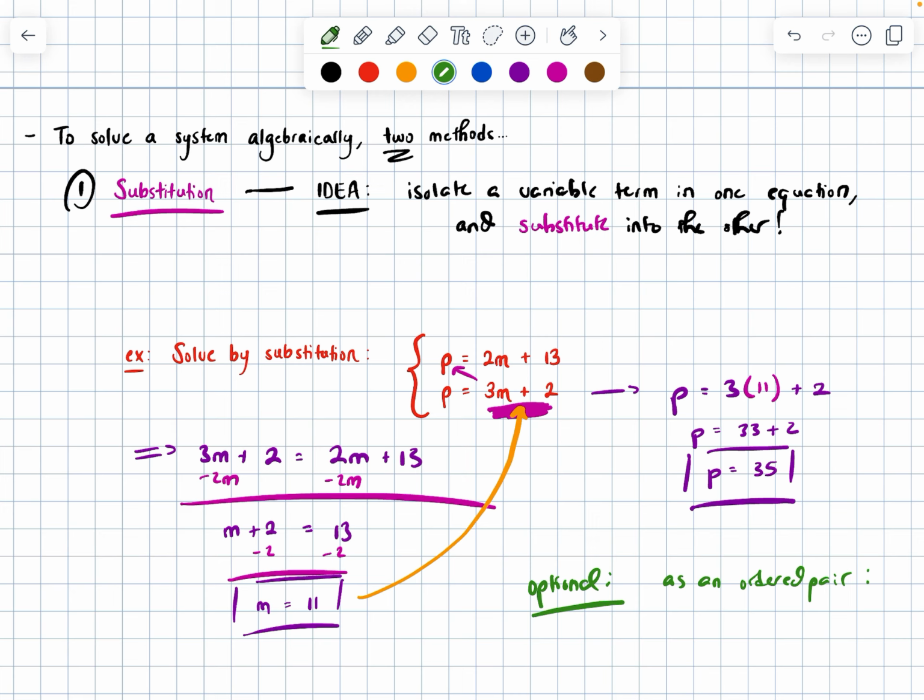Well, an ordered pair is in alphabetical order. So I just need to ask myself, does M or P come first in the alphabet? Well, M comes before P in the alphabet, so the ordered pair corresponding to this solution would be 11 first, because M comes before P, followed by 35. Now, you do not need to write your answers as this. I personally like it because it reminds me that I am actually finding a point on both lines. But leaving it as just two values of a variable is also totally fine.